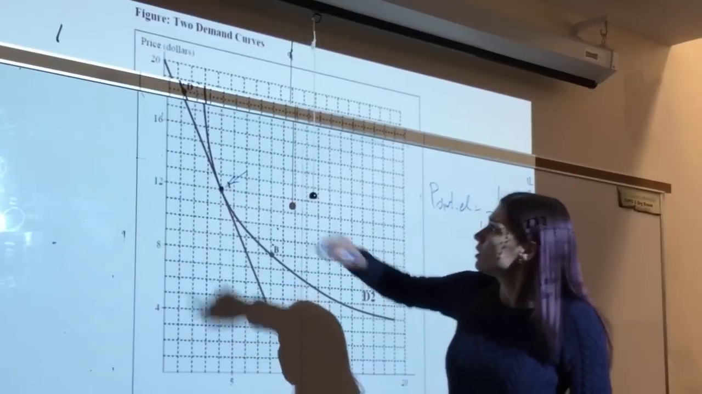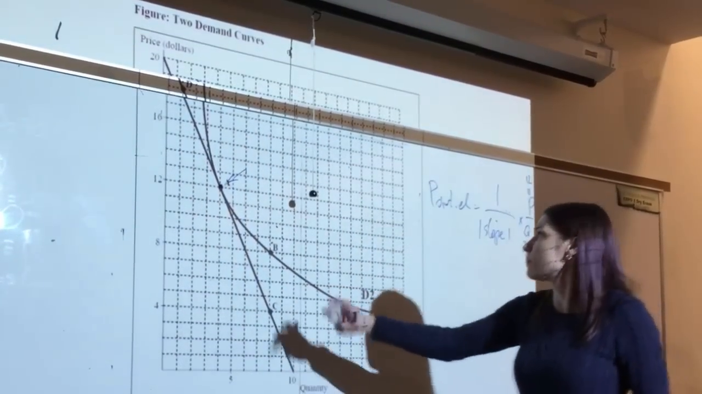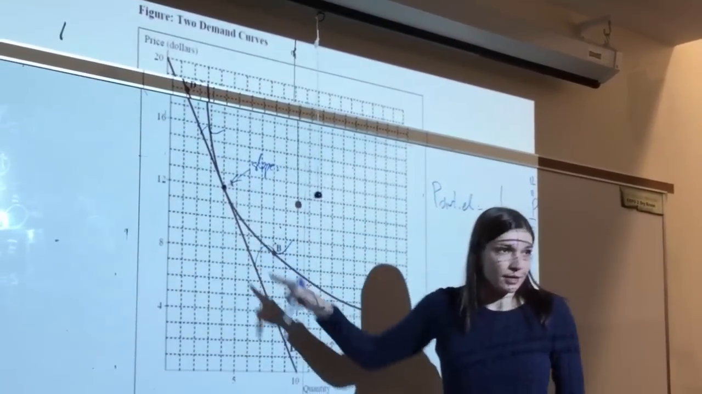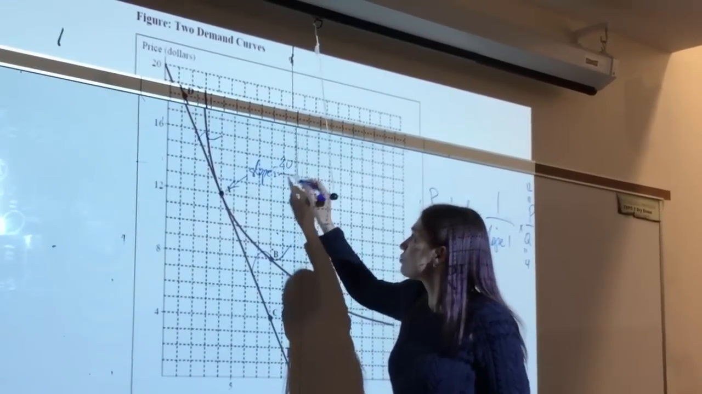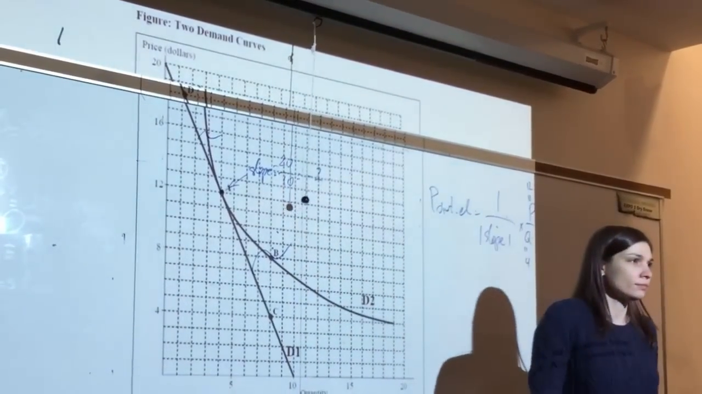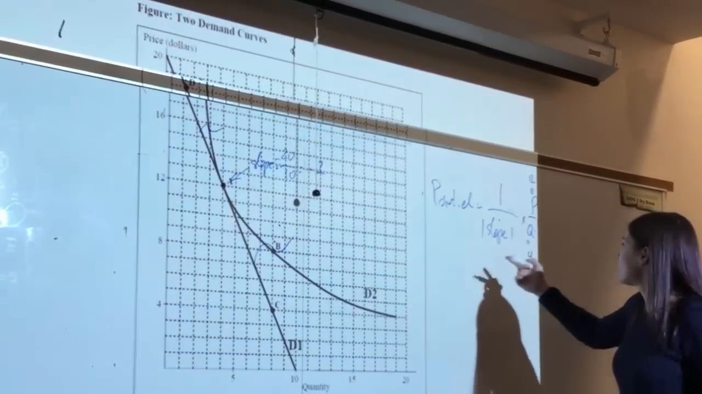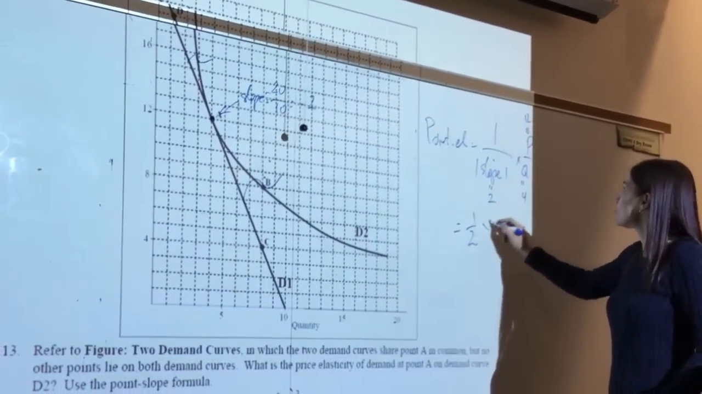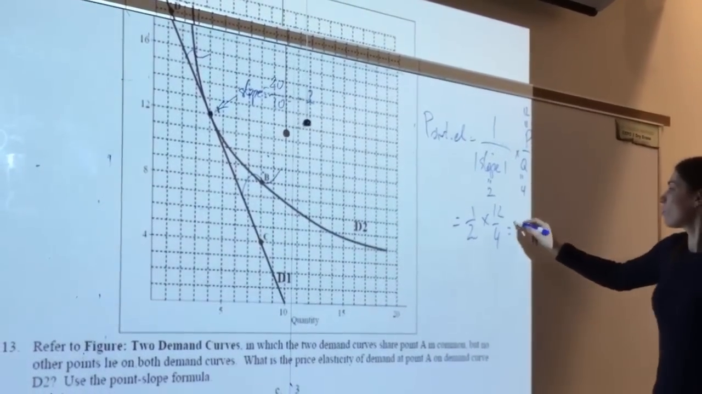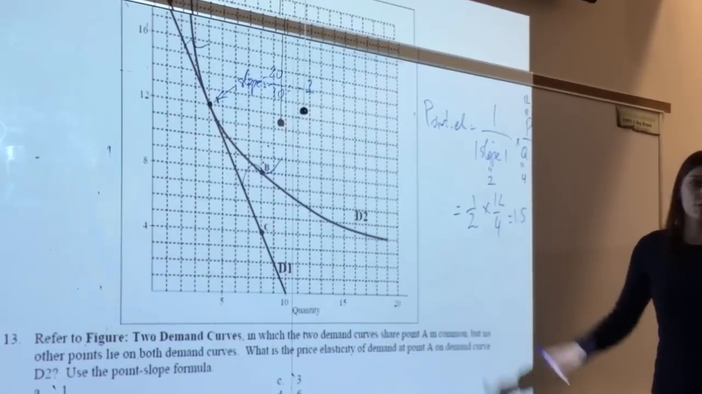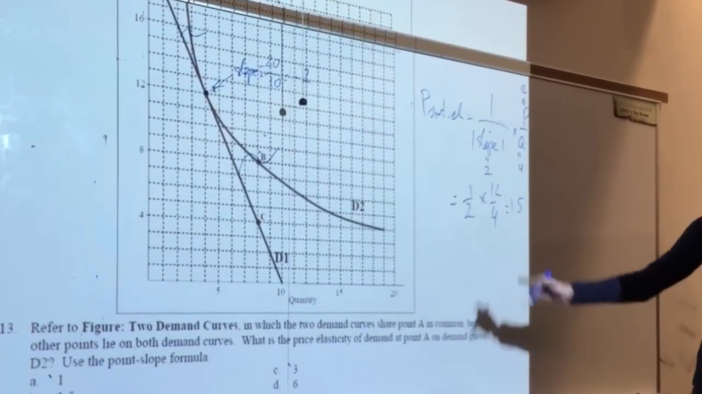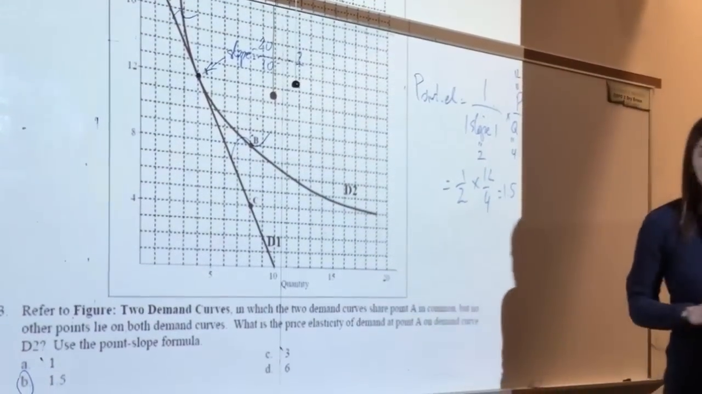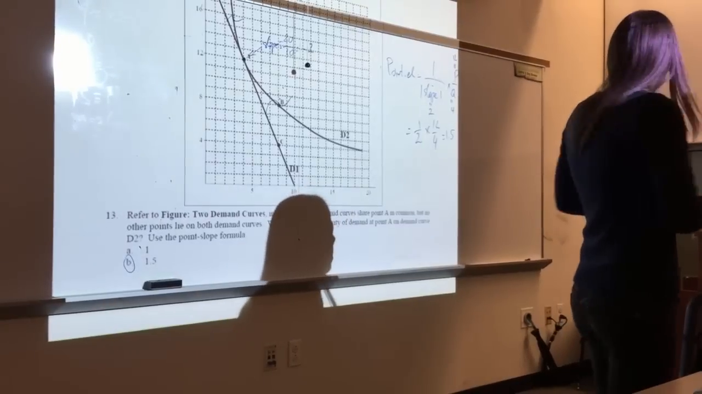Well, it's rise over run. This intercept is 20, this is 10. So the slope here, and everywhere else on that line, is negative 20 over 10, or negative 2. Okay? Now I have the point elasticity. This is absolute value, so I can just plug in 2 here. And I have 1 over 2 times 12 over 4, or 1.5. This is 6 over 4, 3 over 2, 1.5. Which is B. So at point A, the price elasticity is 1.5.